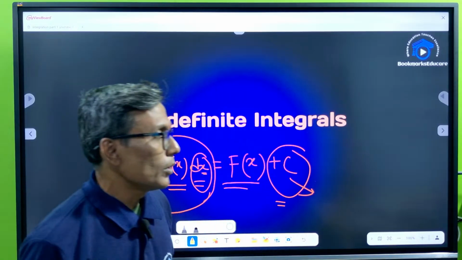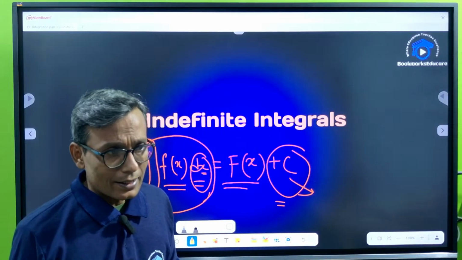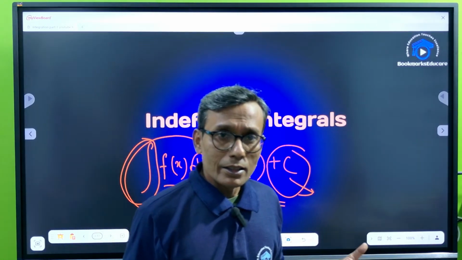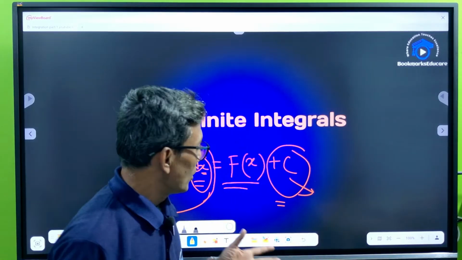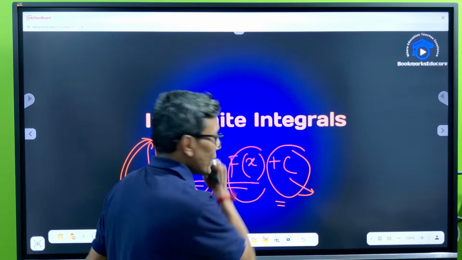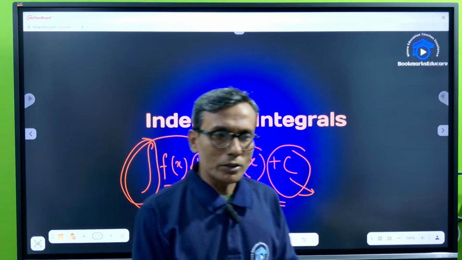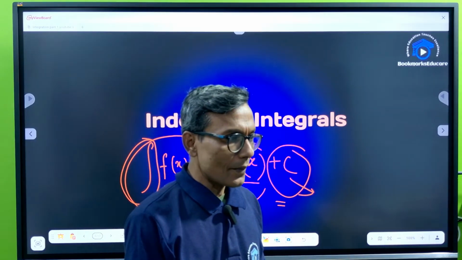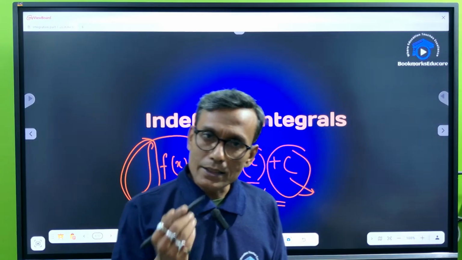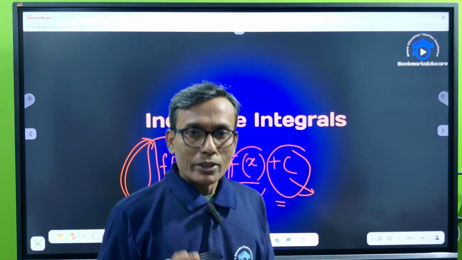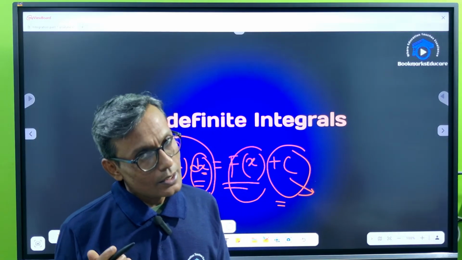In the results we see that C is in the plus form. So the constant C is added to the antiderivative because the derivative of any constant is 0. Derivative of any constant is 0.